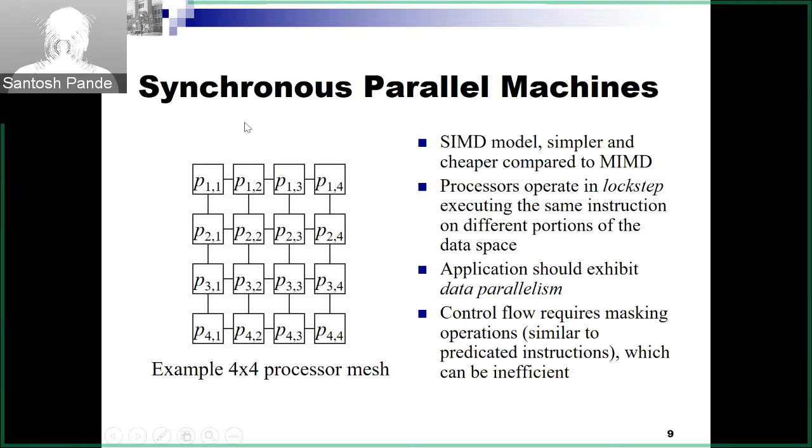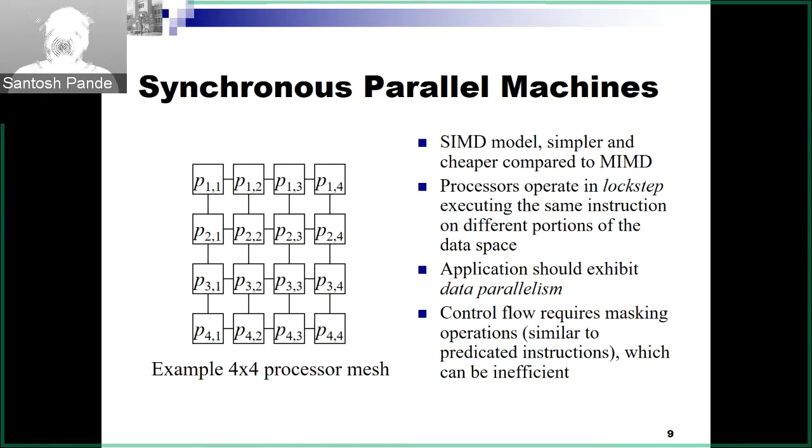One possibility of a machine is a SIMD model, which is simpler than the MIMD model, in which all the processors operate in lockstep. A data parallel machine, and GPUs are an example of that. Vector machines used to be the predecessors of these, and they exhibit this data parallelism.